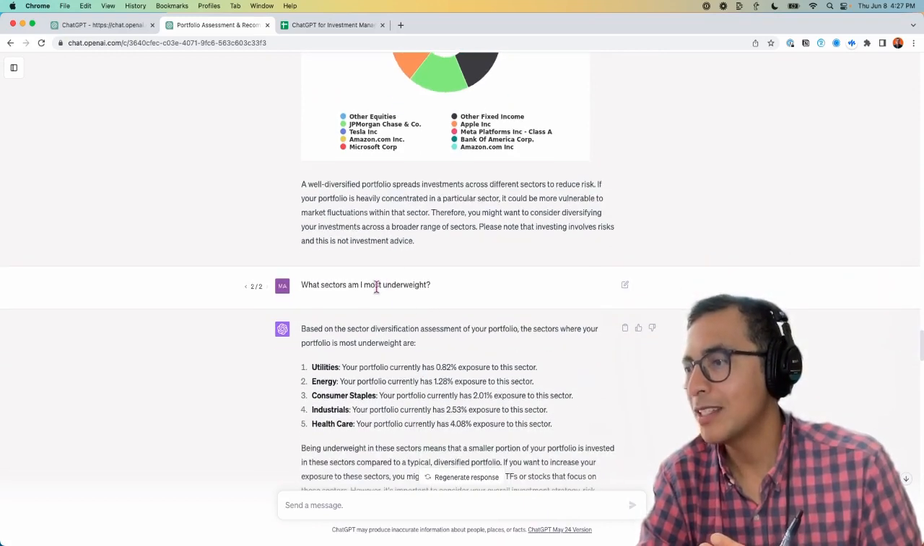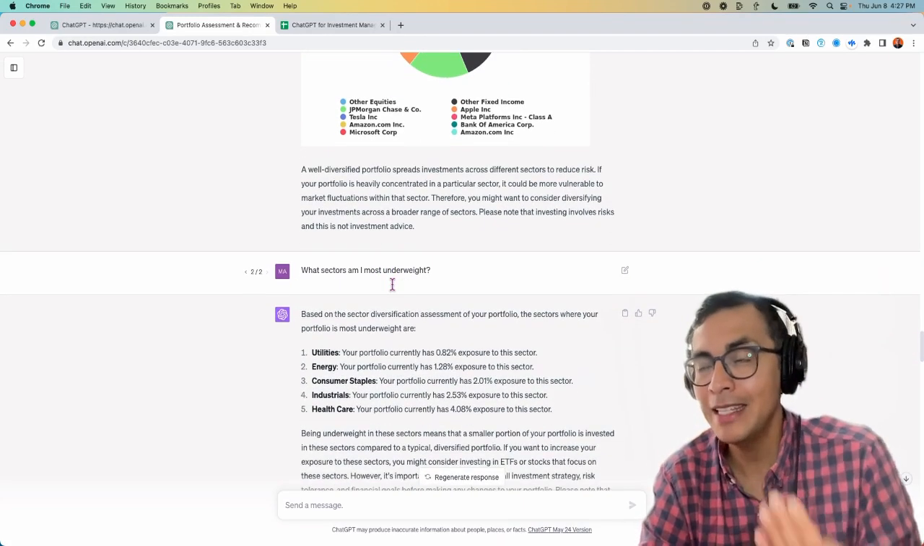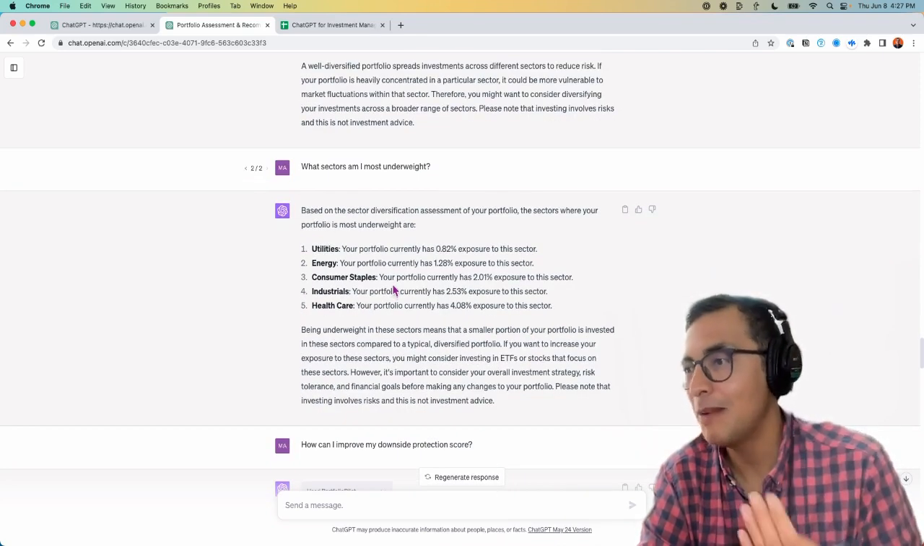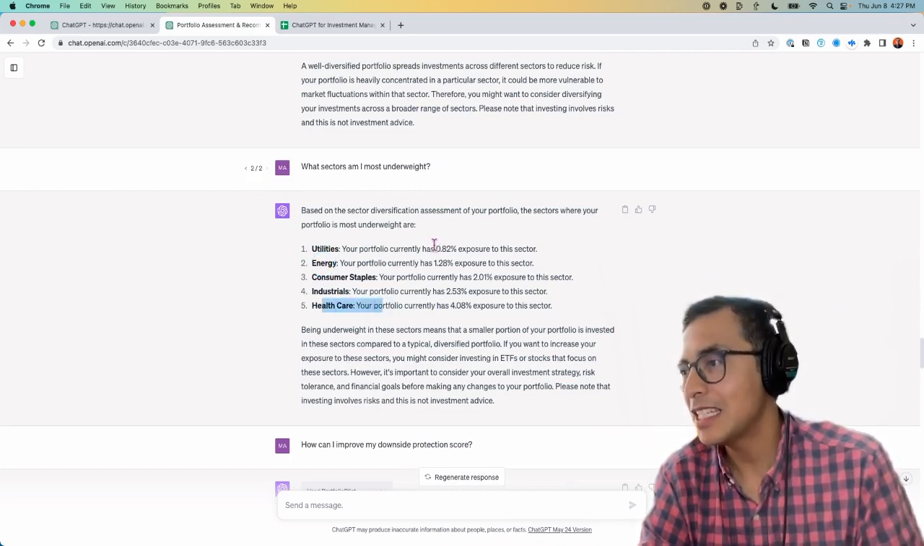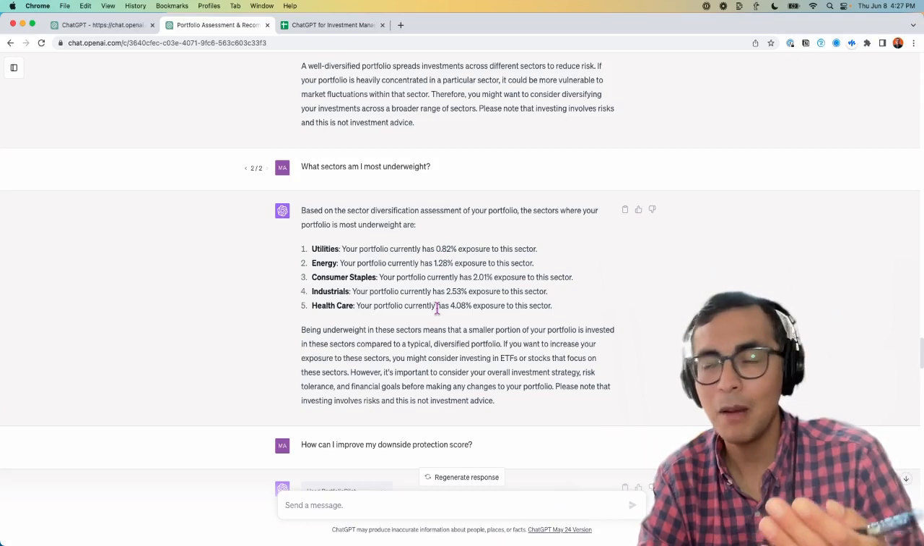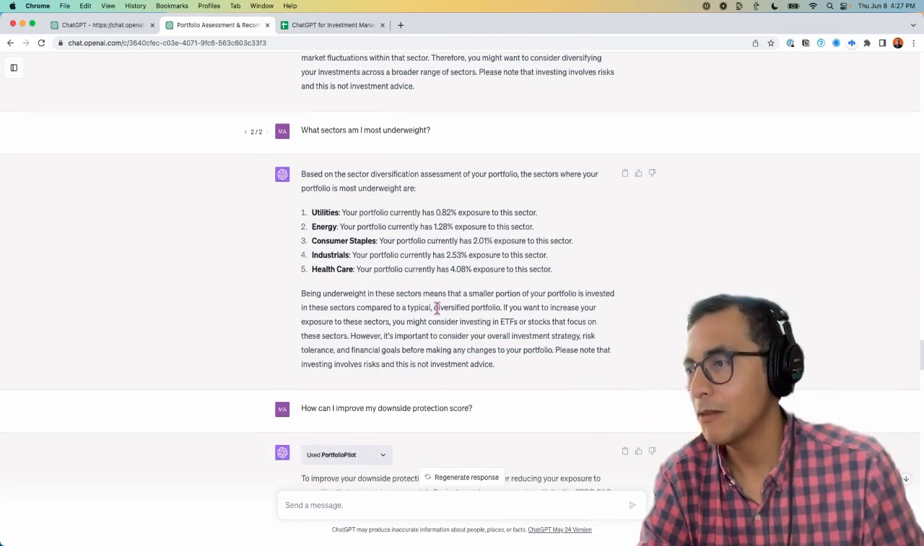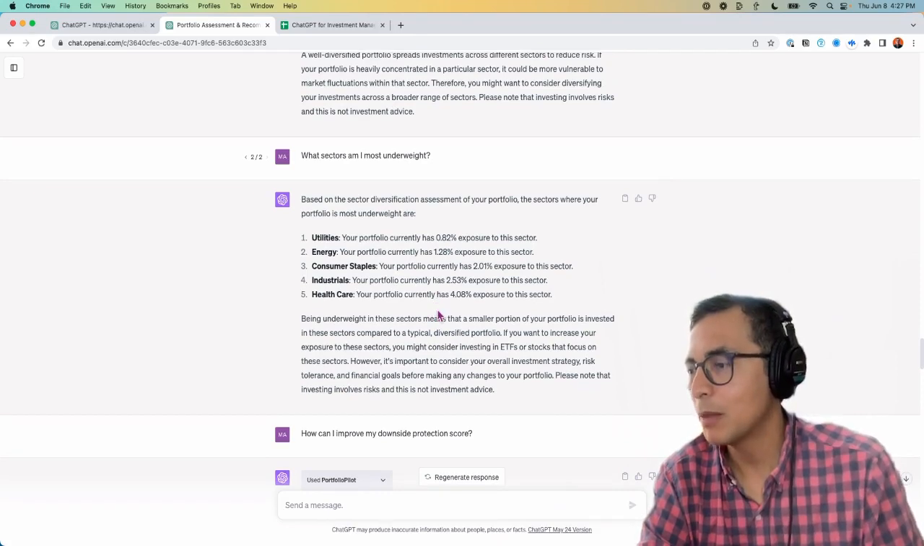And then I ask, what sectors am I most underweight? I think this is a tough question for AI. I think here it did a good job. Yes, underweight utilities, energy, consumer staples, industrials, healthcare, and it's actually given me the percentage in my portfolio. And yes, utilities is pretty small. And again, that might be an opportunity for me to add more holdings to this portfolio to help with that diversification. So nice recommendation there.